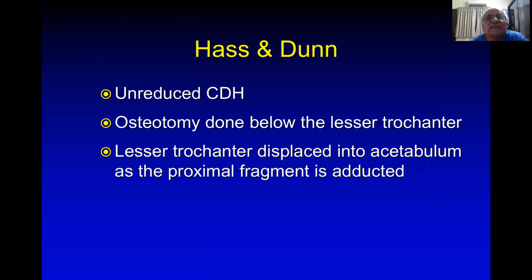The other is Ombredanne's. This is also done for unreduced DDH, CDH. Osteotomy is done below the lesser trochanter, and the lesser trochanter is displaced into the acetabulum as the proximal fragment is adducted. It's not a very good operation.